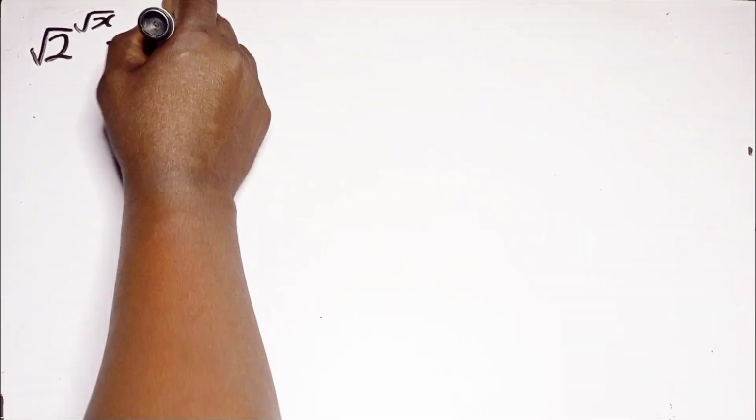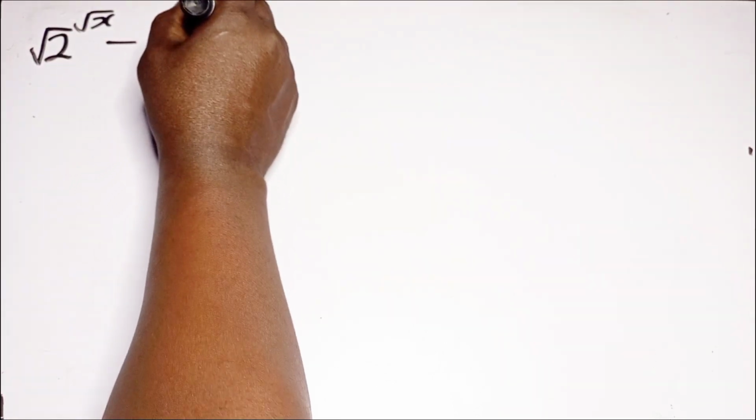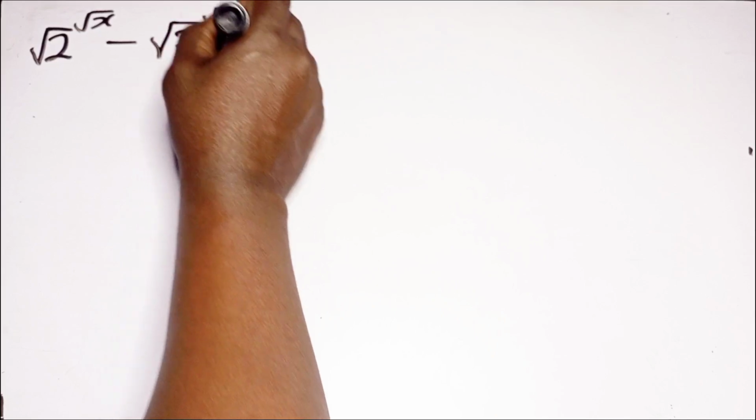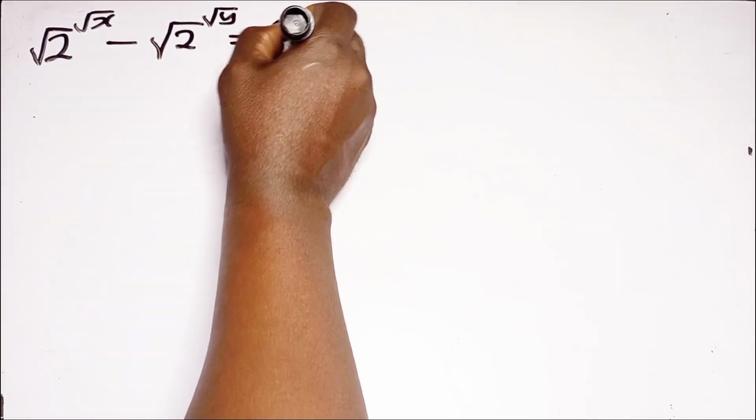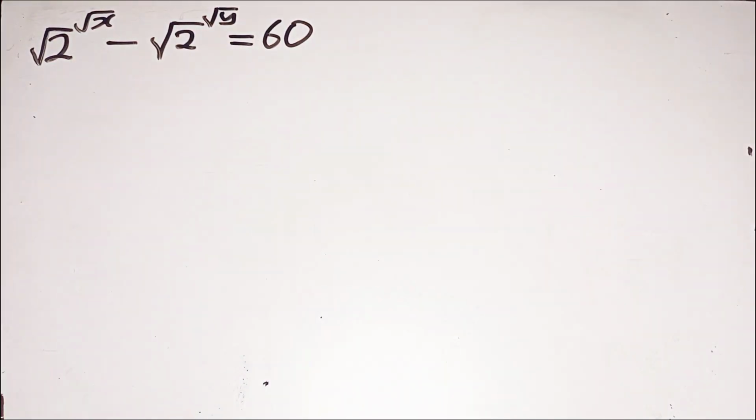Root 2 to the power root x minus root 2 to the power root y is equal to 60. To solve for x and y.